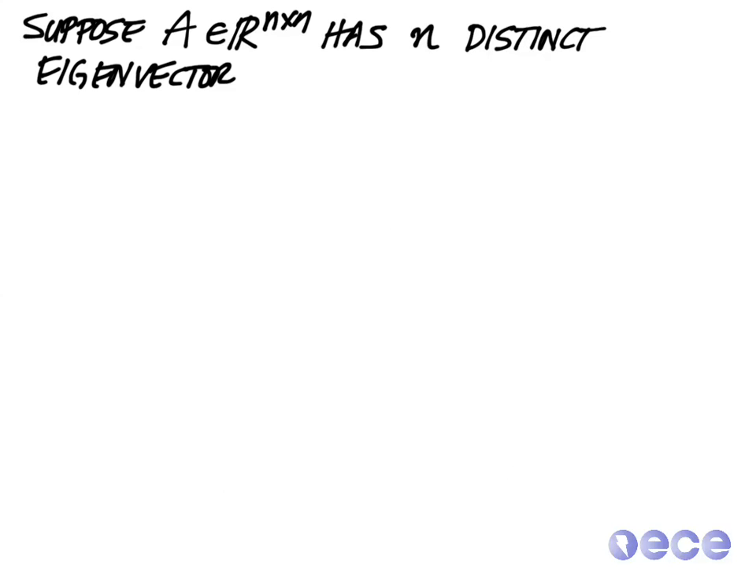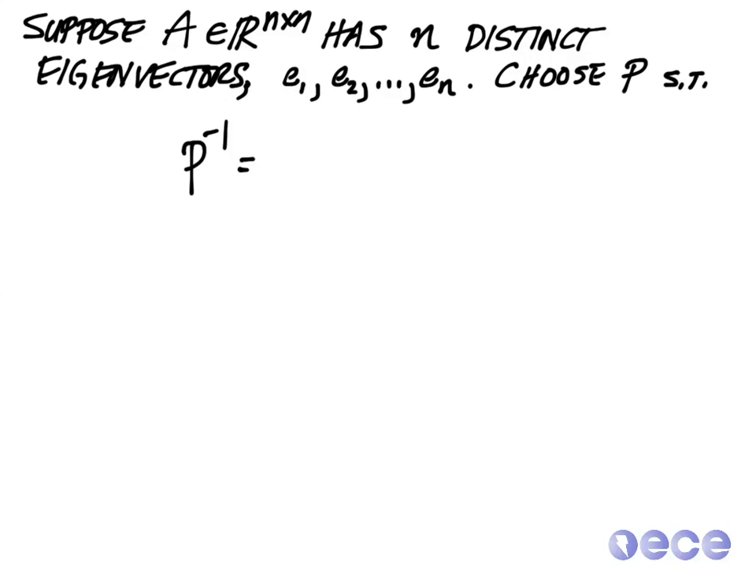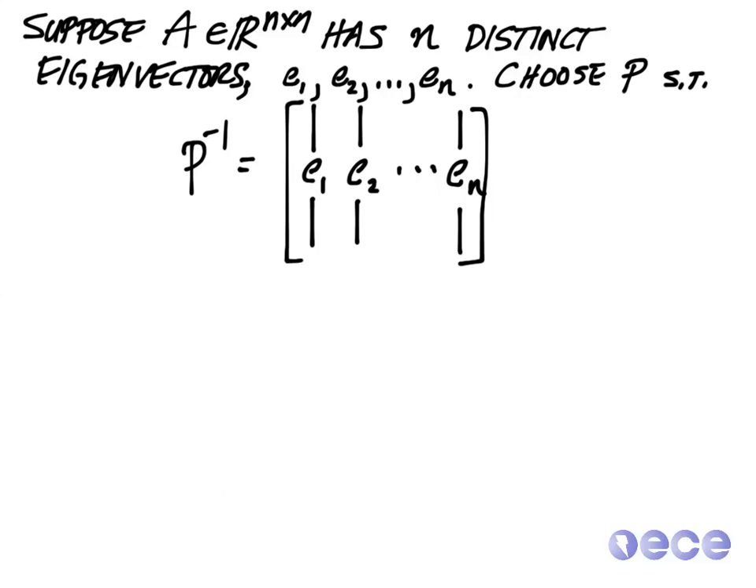Let's see how to do this. So again, A is an n by n matrix, and it has n distinct eigenvectors, e1, e2, all the way to en. So I'm going to choose my matrix P to be made up of columns where each column is an eigenvector, e1, e2, all the way to en. So I'm going to create P inverse based on the columns of the eigenvectors.